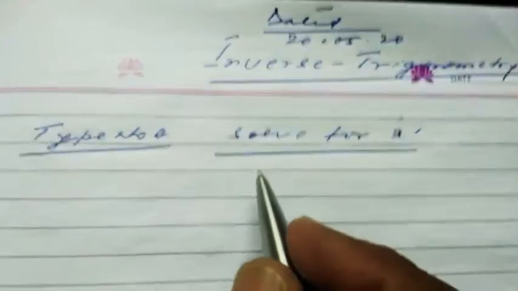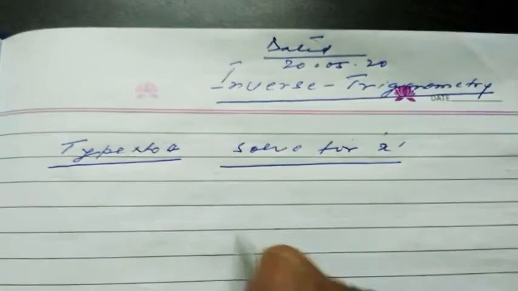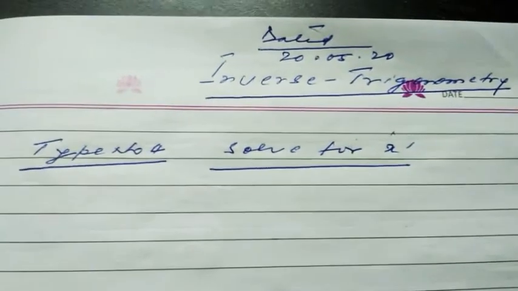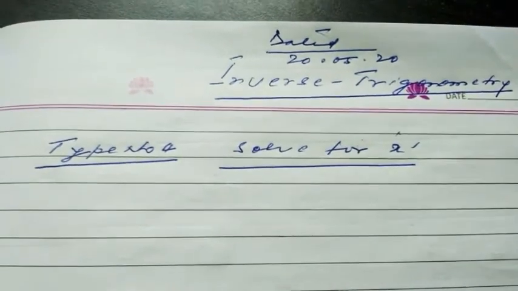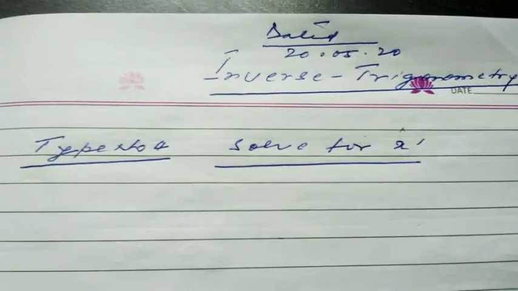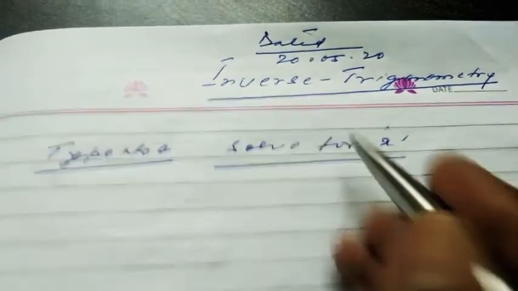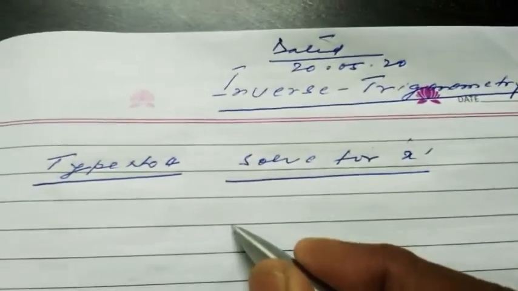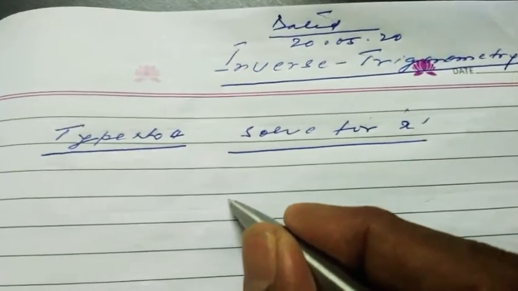Hello students, in the previous class we went through category number 3 of the questions. Today we will go with type number 4, and that is solve for x. How will we solve for x? I am taking a few examples for that, and this is the first one.